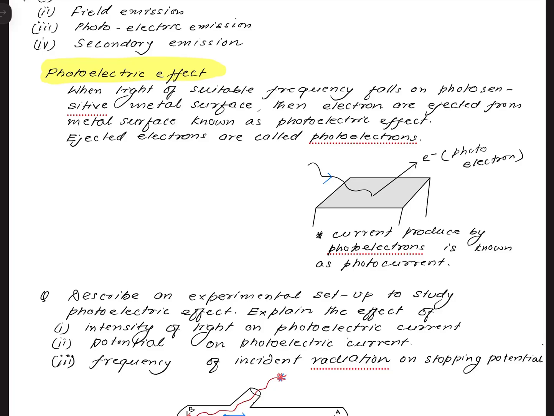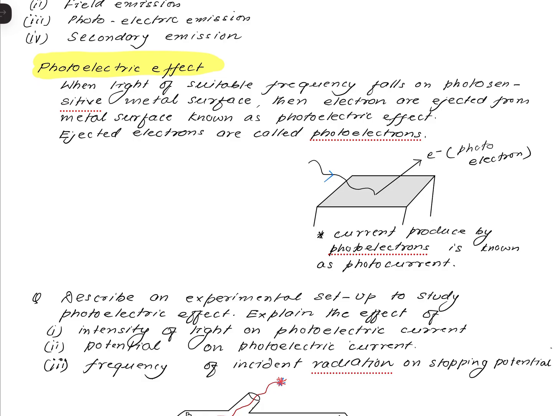Okay, let us start with the topic photoelectric effect. So here we have considered a photosensitive surface, right? And we have incident light, which means photons. When light of suitable frequency falls on a photosensitive surface, there is an ejection of electrons from the metal surface, and this phenomenon is known as the photoelectric effect.